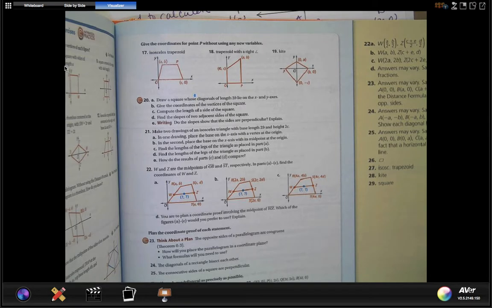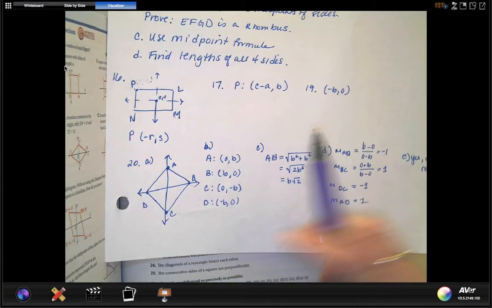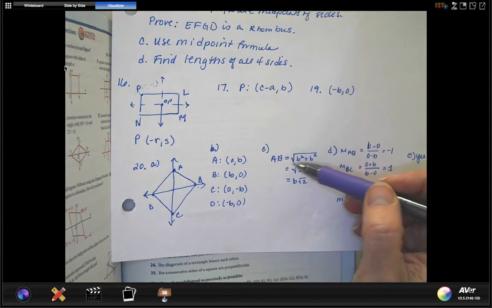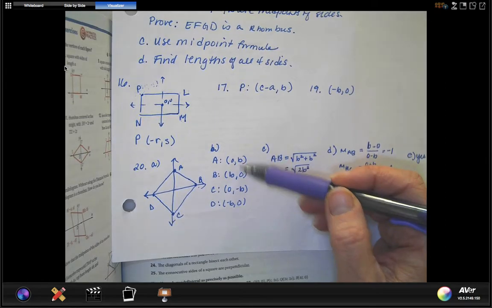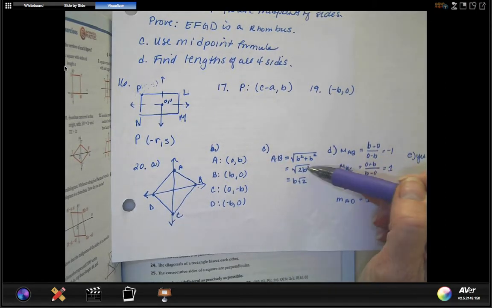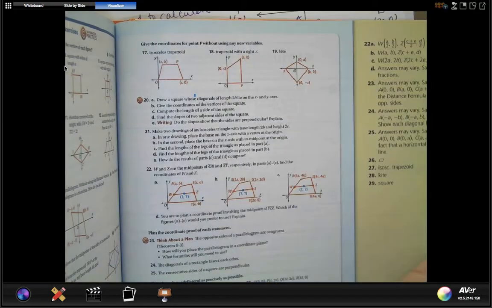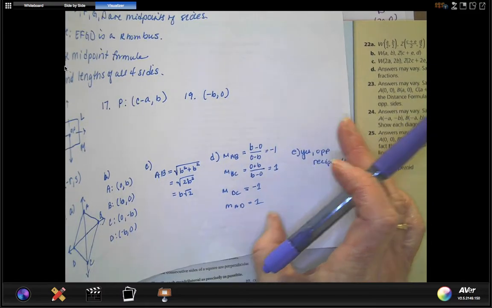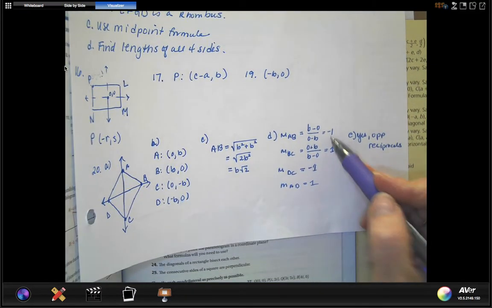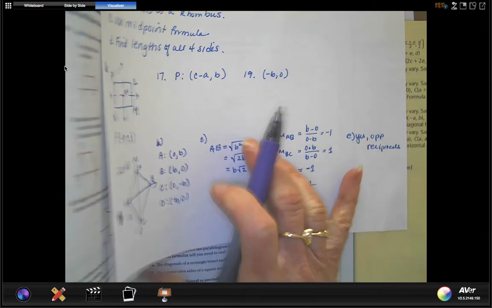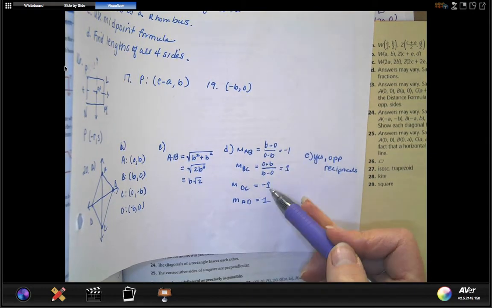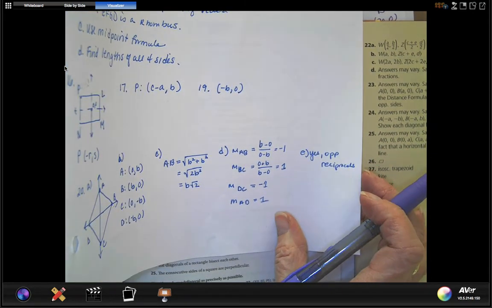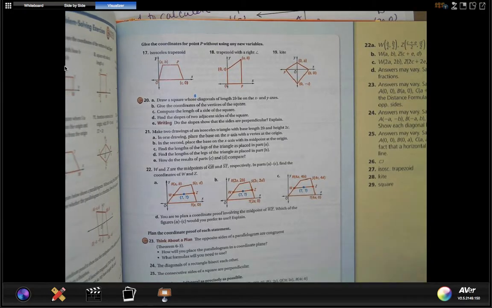For C, compute the length of a side of the square. So again, if you just want to find the side, use the distance formula. So I did 0 minus b squared would be b squared. B minus 0 squared would be b squared. So I got 2b squared, so the square root is b root 2. Find the slopes of two adjacent sides of the square. I found the slopes of a bunch of them, but the slope of AB is just negative 1. The slope of BC is 1. Then it says, do the slopes show that the sides are perpendicular? So yeah, because these slopes are opposite reciprocals, yes, it does show that they're perpendicular. Okay, that is that.